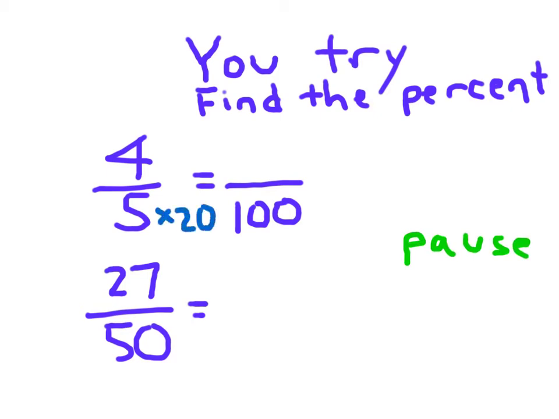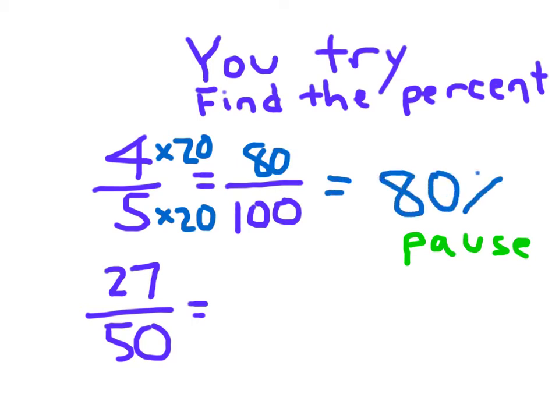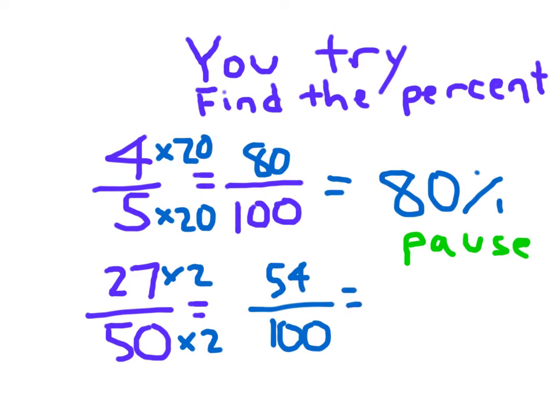Okay, welcome back. 5 times 20 is 100. 4 times 20 is now 80. So we have 80 hundredths, which written as a percentage is 80%. 27 fiftieths: multiply by 2 in the numerator and denominator to get an equivalent fraction with 100 in the denominator. 27 times 2 is 54, so we have 54 hundredths. Written as a decimal is 0.54, and written as a percentage is 54%. All right, so you're on your way to figuring out percent using equivalent fractions. Again, as a reminder, we need to find that denominator of 100.